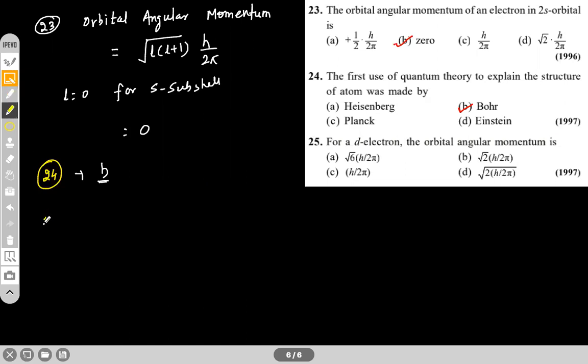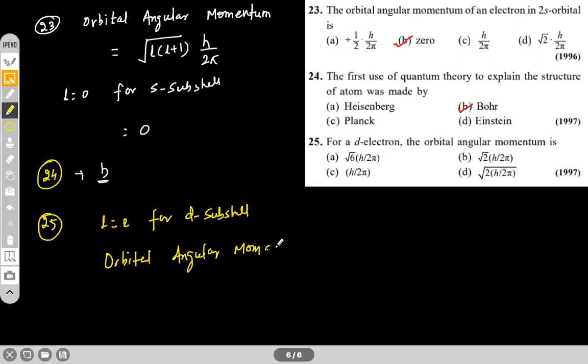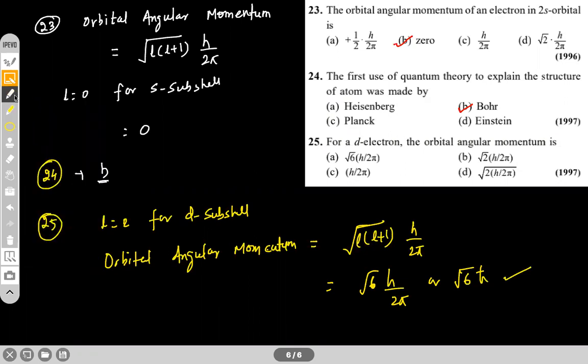Okay, next, the 25th one. For a d electron, the orbital angular momentum. Same question, we know l is equal to 2 for d subshell. So orbital angular momentum is equal to root over l into l plus 1, times h by 2 pi. l is equal to 2, you substitute, so 2 times 3 is 6, root 6 h by 2 pi. Remember one more thing, h by 2 pi, we can also represent with this symbol, so both are correct here. So the answer for this question is this.